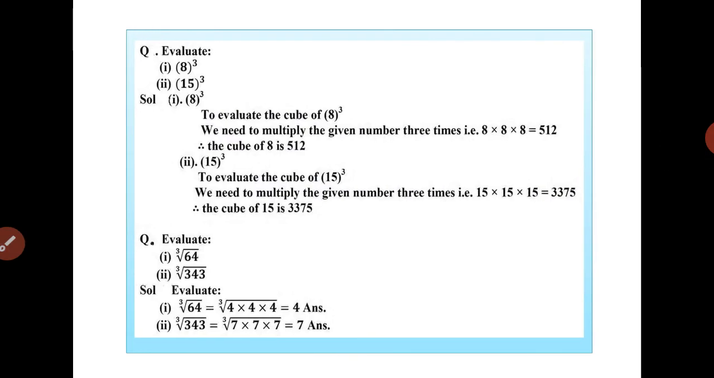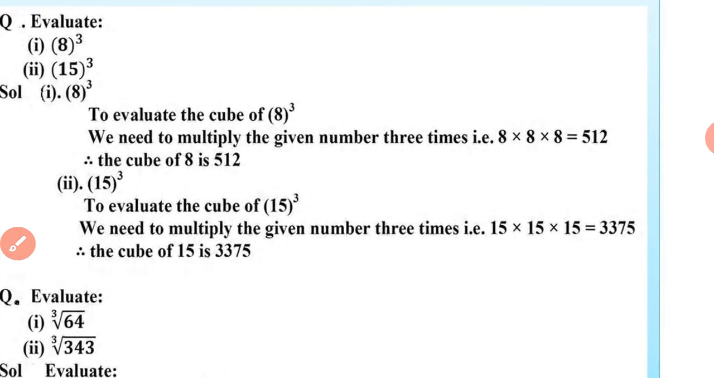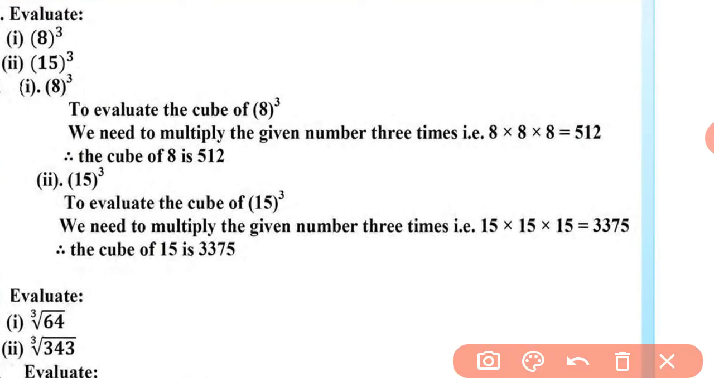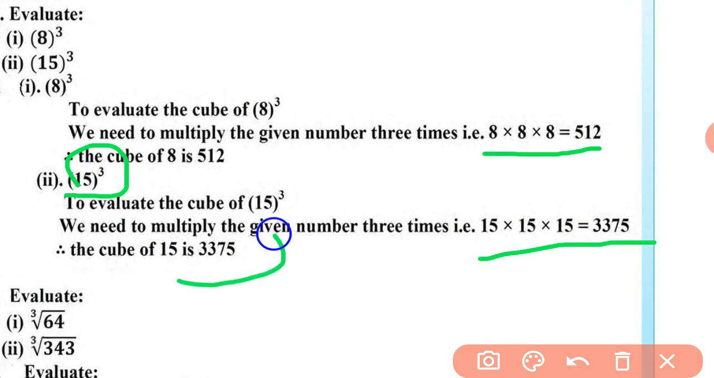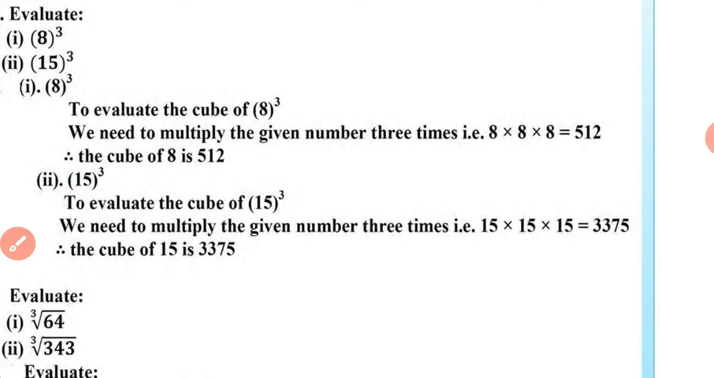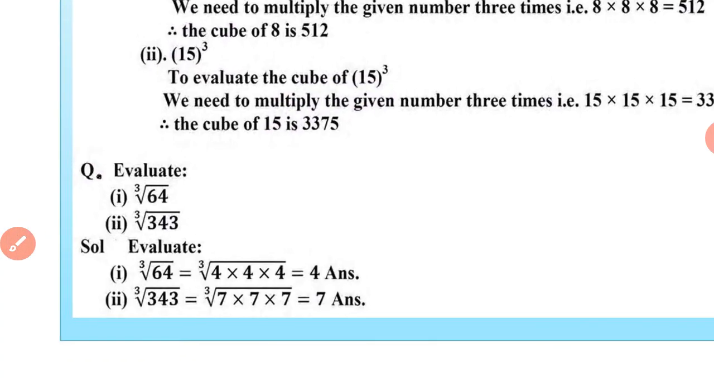So after this, look here, evaluate. First is 8 cube. So 8 cube means 8 into 8 into 8, which means 512. So when we multiply 8 three times, it will be 512. Now similarly, see the second part, 15 cube. 15 cube means 15 into 15 into 15. So it will be 3375. So the cube of 15 is 3375.